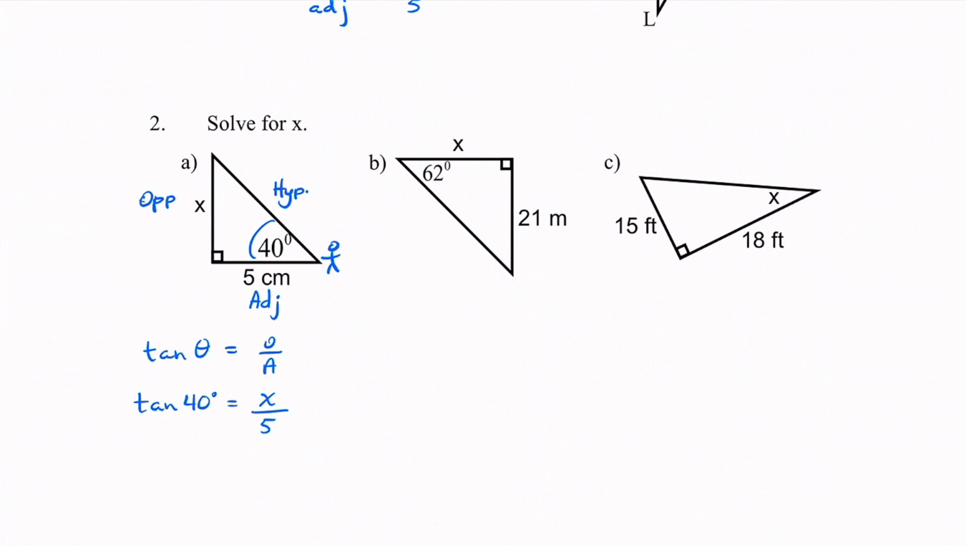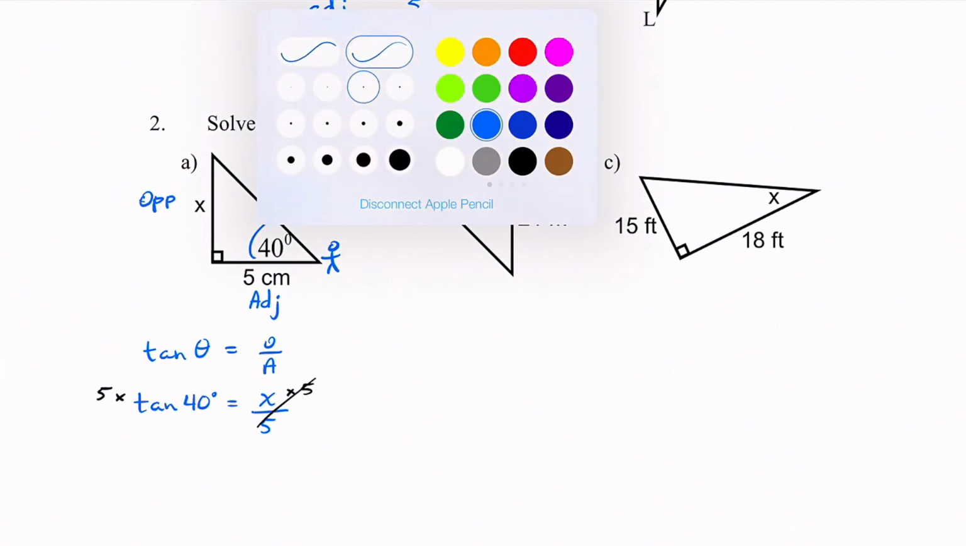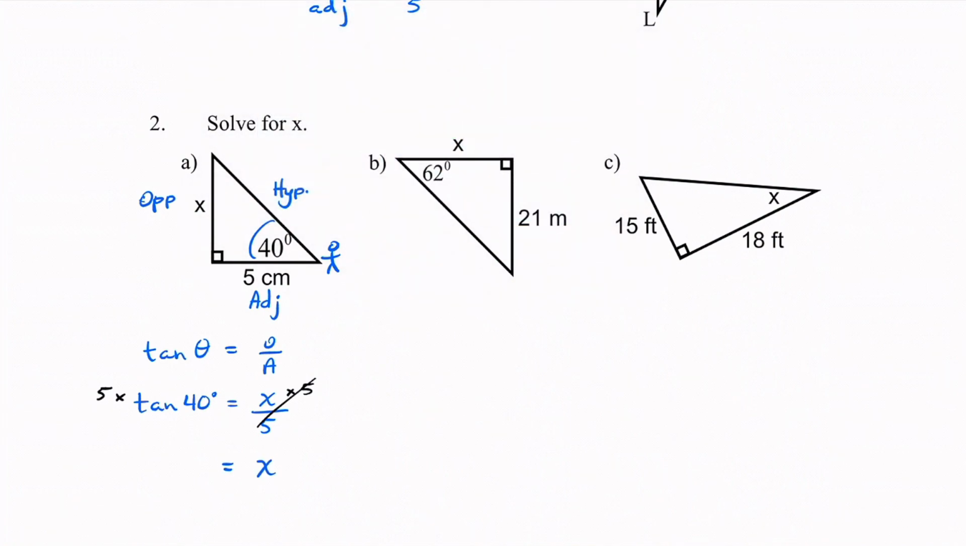Okay, and then now I have an equation that I just try to solve. So I gotta try to get this x by itself. Currently it's being divided by 5, so I gotta multiply by 5. And I gotta do that on both sides to keep it balanced. 5 divided by 5 here is gonna cancel. And so then I just have the x on the right side. And on the other side, I got 5 times tan of 40 degrees.